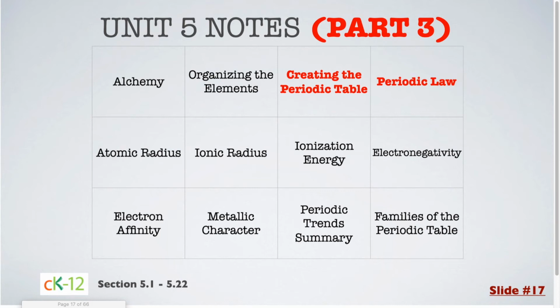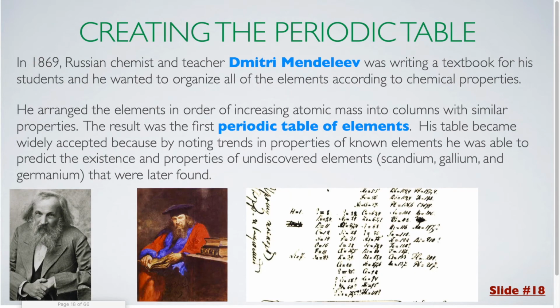In part 3 of the Unit 5 notes, we will be looking into creating the periodic table and periodic law. In 1869, Russian chemist and teacher Dmitry Mendeleev was writing a textbook for his students, and he wanted to organize all of the elements according to chemical properties. He arranged the elements in order of increasing atomic number into columns with similar properties. The result was the first periodic table of elements.